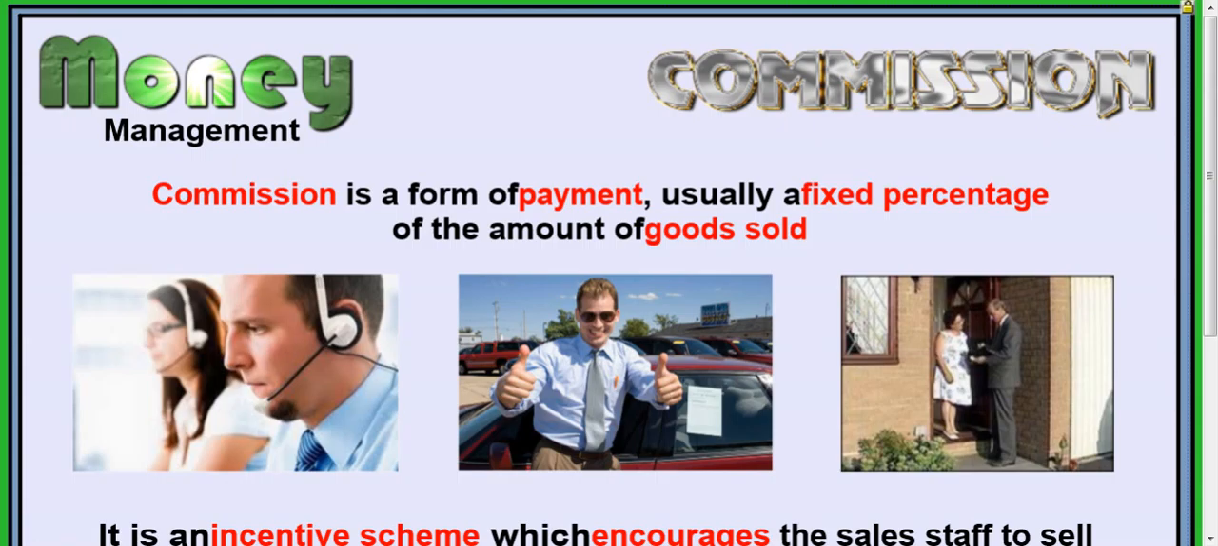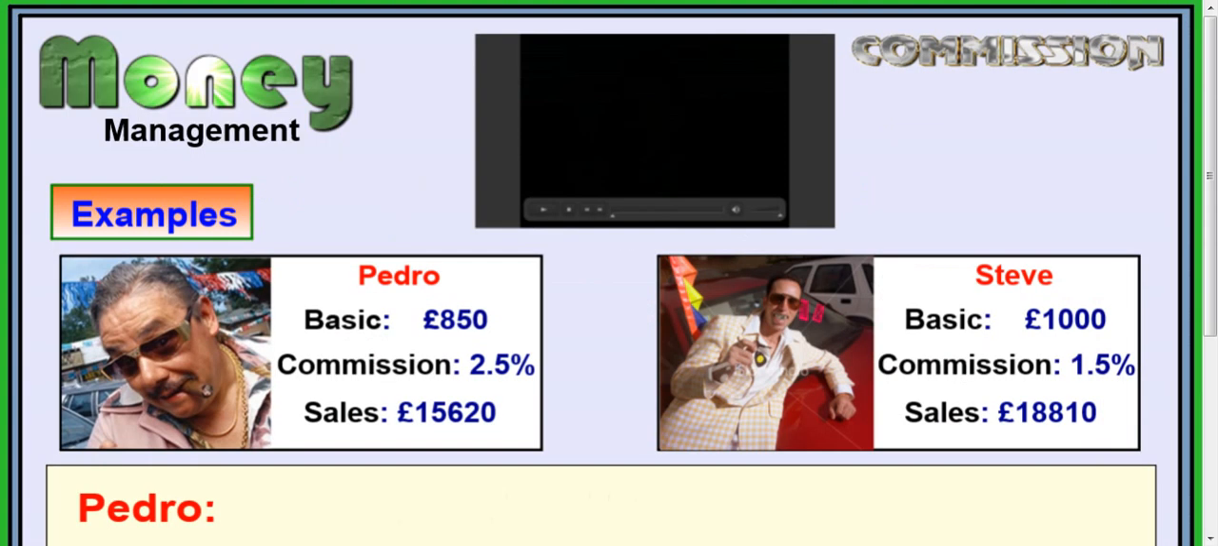So let's look at how to calculate this. I suppose basically that's a telephone assistant there. They can sell over the phone, the car salesman, door-to-door salesman. So there's a variety of ways to sell and get commission bonuses. Right, let's look at two examples.